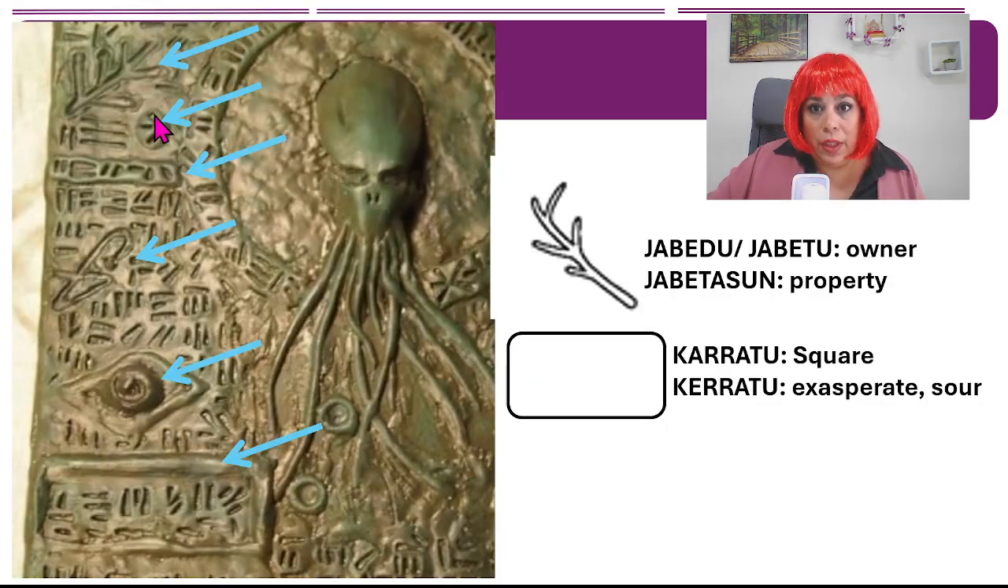For example, this symbol, this is in Egypt as well, means habedu, habetasun, property, owner. These protrusions, reliefs, overhangs, they have a meaning as well. For example, this karatu is a square, but only by changing one single vowel it is keratu, exasperate, sourly. So, getting interesting.